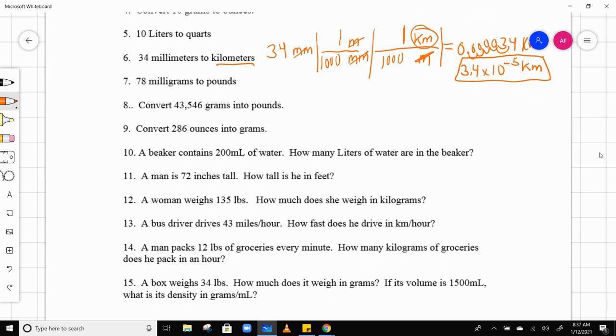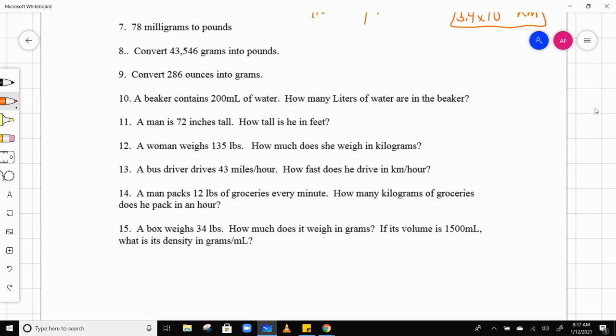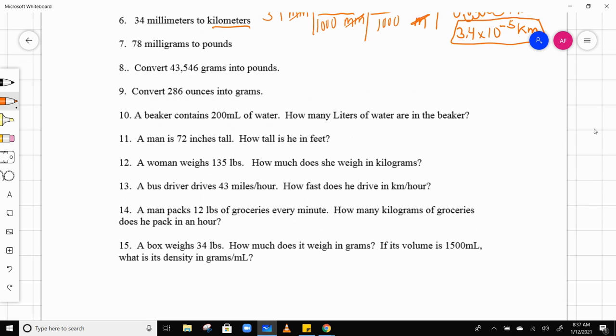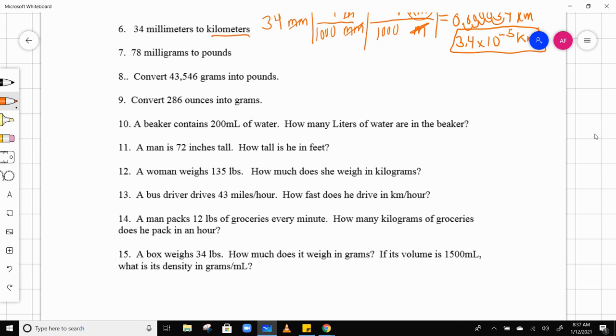Okay, let's look at... and we'll talk about 14 later. Oh, actually, let's do this one. So number 13 and 14 are a little bit challenging. 13 and 14 are very similar.